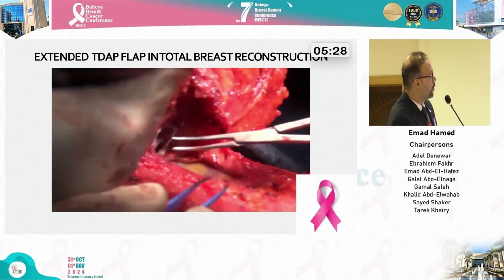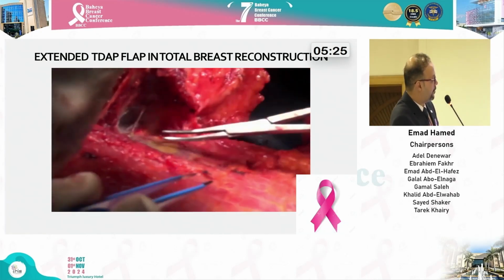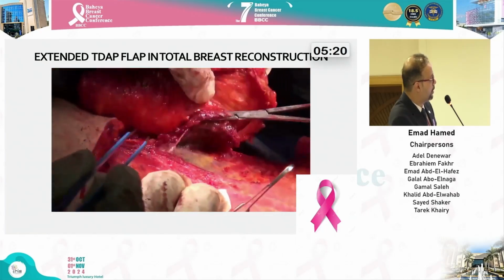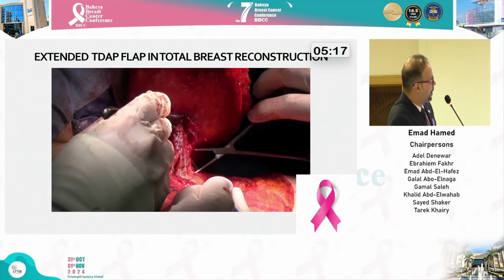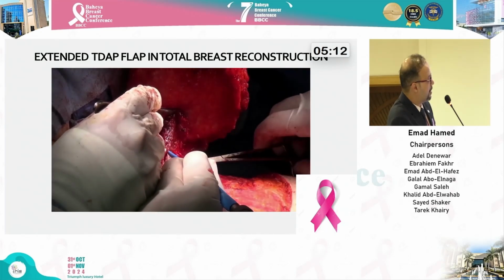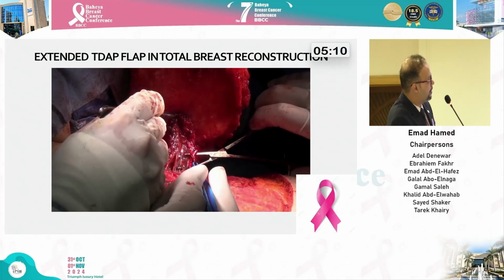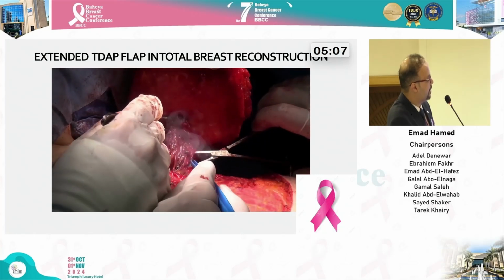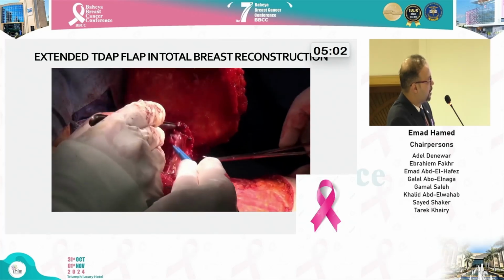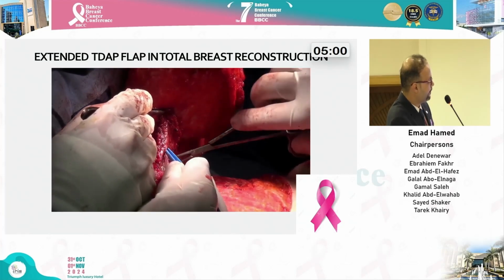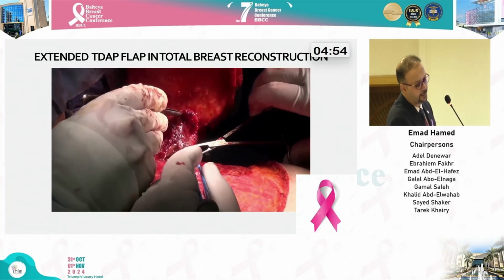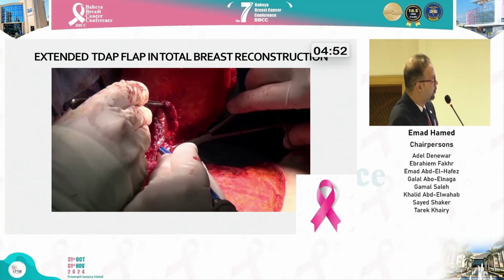Again, using a monopolar diathermy is prohibited, and I use sharp dissection and bipolar diathermy. Then I ligate distally the thoracodorsal and take a cuff of muscle around the perforators to reach the thoracodorsal vessels. We spare the thoracodorsal nerve to supply the muscle.